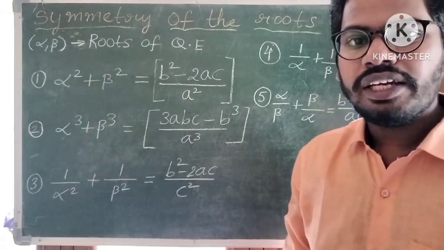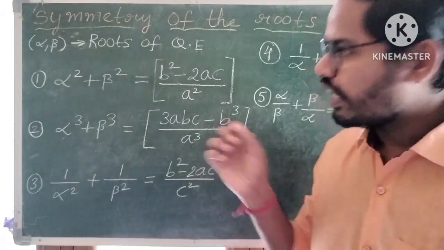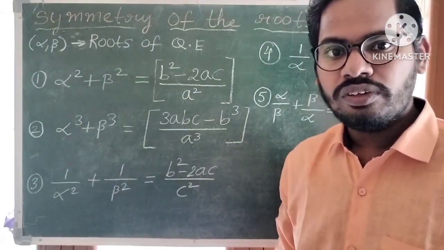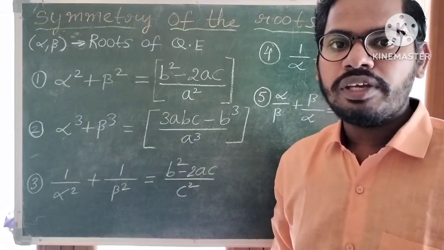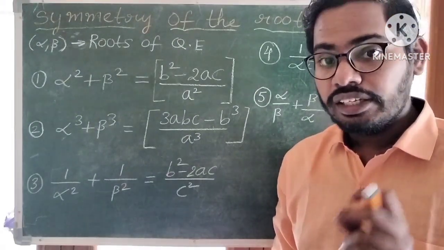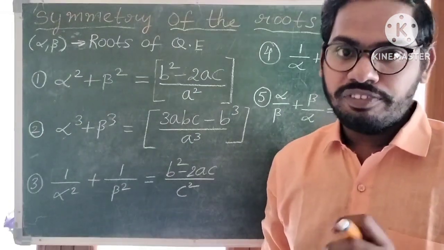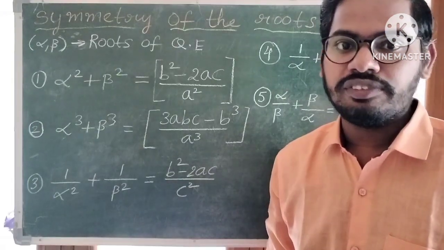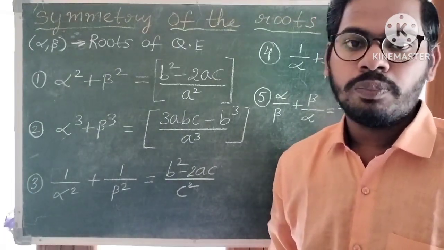So here alpha and beta are two roots of the quadratic equation ax square plus bx plus c is equal to 0, where a, b, c belong to R or C and a not equal to 0. If a is equal to 0, then the quadratic equation becomes a linear equation. That's why a not equal to 0.